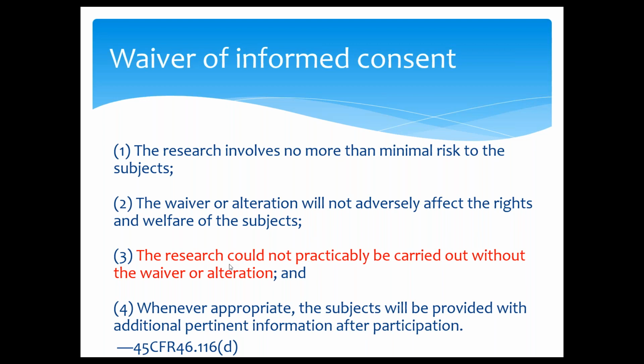This is the one in red that's really important. This is the one that we actually have to document. Research could not practically be carried out without the waiver or alteration, right? So the PI has to demonstrate to the IRB that there's no way to do this study without waiving consent or altering consent, right? The alteration of consent is most typical with deception research, a lot of psychology research. You just can't do it without deceiving your subjects, right? And for that reason, when appropriate, the subjects will be provided with additional information.